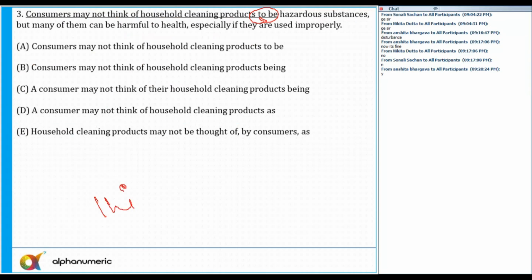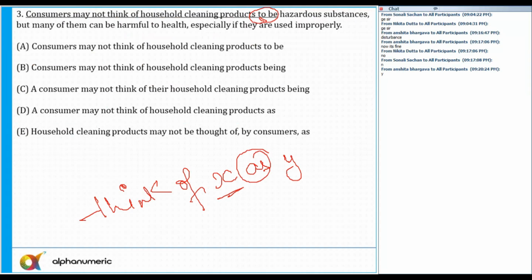the idiom is like this. You think of X as Y. Okay. So in this case, what is X? X is household cleaning products. So we may not think of household cleaning products as hazardous substances. So which means that it is wrong in the current form. You think of X as Y. In the current form, it is wrong.